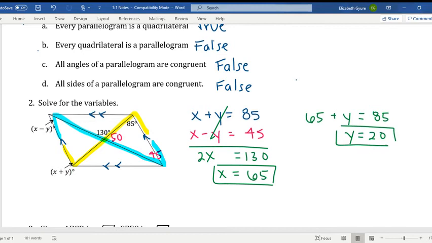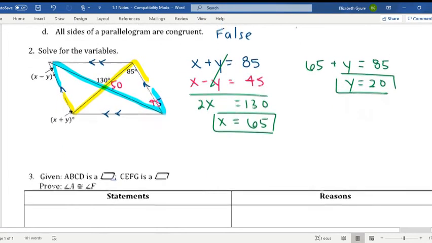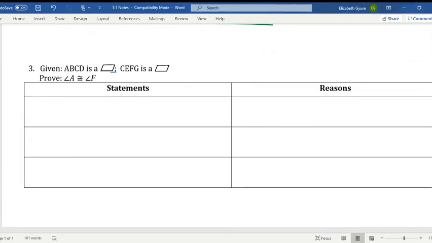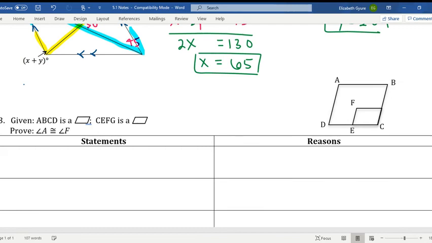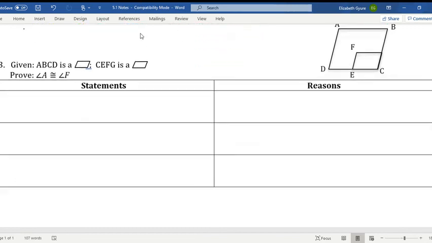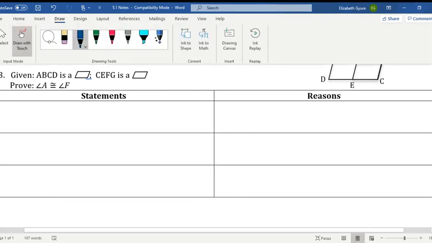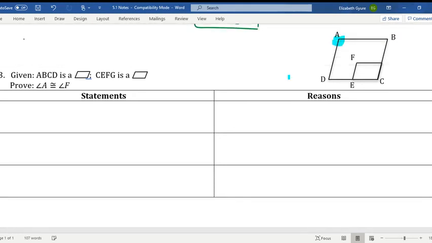Then there'll be a few systems ones on the homework, so let me know if you need help with that. And then last thing, we have a short proof, just to kind of give you an idea of how to use our new theorems and proofs here. So in this proof, we have that ABCD is a parallelogram, and CEFG is a parallelogram. So these are both parallelograms here, and one is laying within the other. We want to prove that angle A is congruent to F. So first thing, let's put down our given.